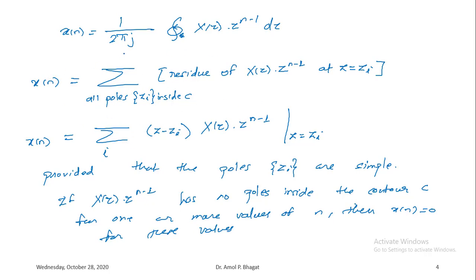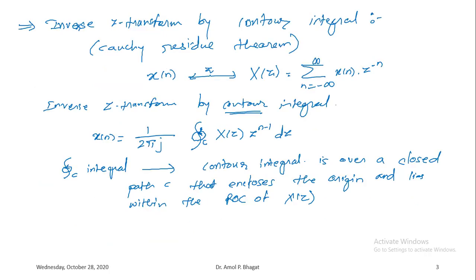Inside this Cauchy residue theorem, this contour integral can be represented as the residue of x of z into z to the power n minus 1, evaluated at z equals zi. So basically, in this method of inverse Z transform by contour integral, we're evaluating the inverse Z transform using the contour integration formula 1 upon 2 pi j, where the contour integral over C is taken of x of z into z to the power n minus 1 dz.